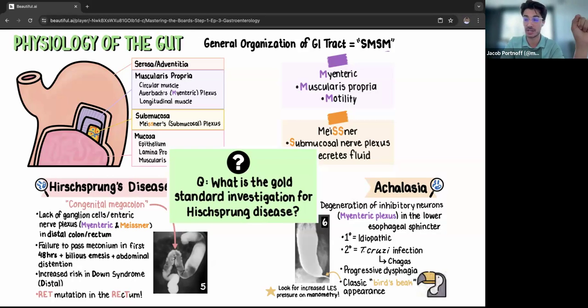Your multiple endocrine neoplasias, right? Remember, your MEN2 syndromes are going to be RET mutation, okay? And remember, right, your MEN2A is going to be your pheochromocytoma, your parathyroid hyperplasia, and your medullary thyroid carcinoma. And then your MEN2B is going to be medullary thyroid, mucosal neuromas, marfanoid habitus, and pheochromocytoma.